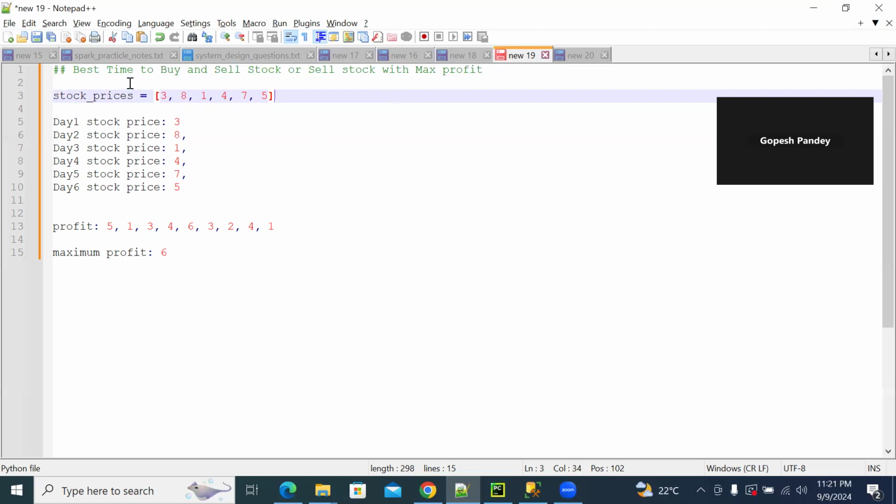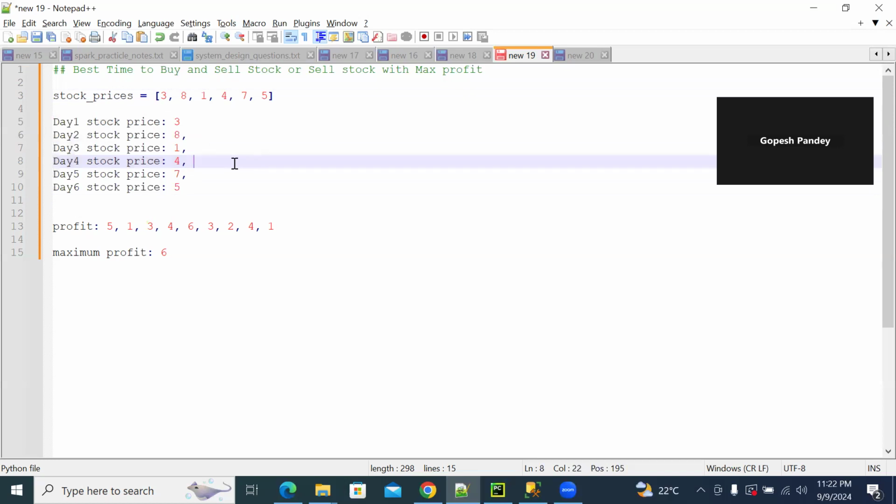So in this problem you will be given stock prices something like this: 3, 8, 1, 4, 1, 4, 7, 5. These are the stock prices. This is how you get them, as a Python list. Now, for your understanding, you can tag each index with a day. For example, as I have written here, day 1 stock price is 3, day 2 stock price is 8, day 3 stock price is 1, likewise day 4, day 5, day 6. This is the stock price.